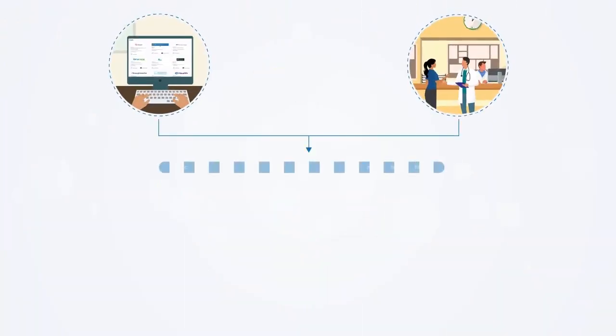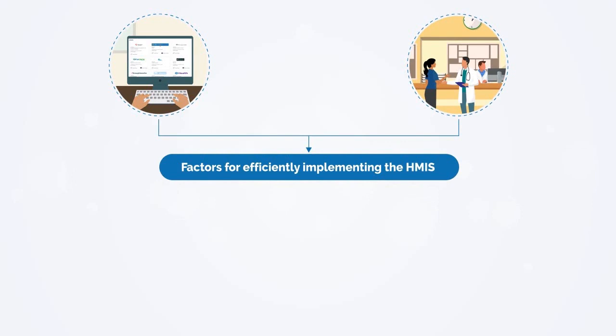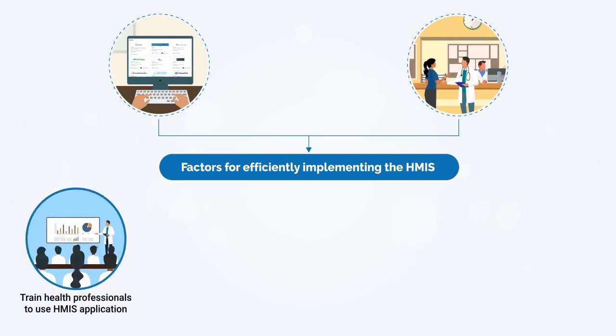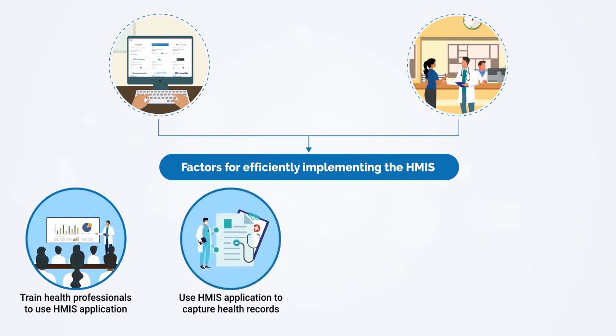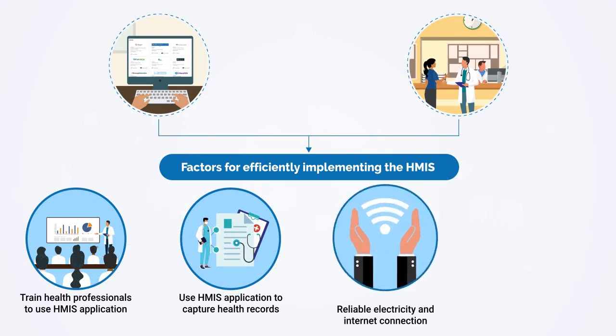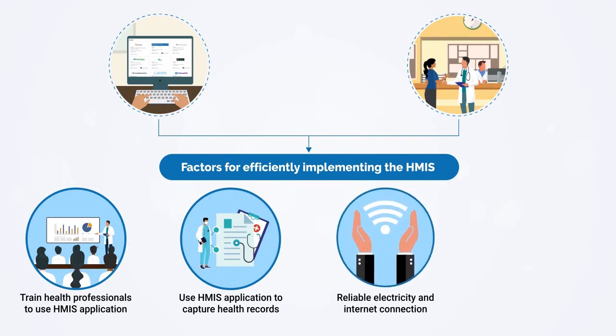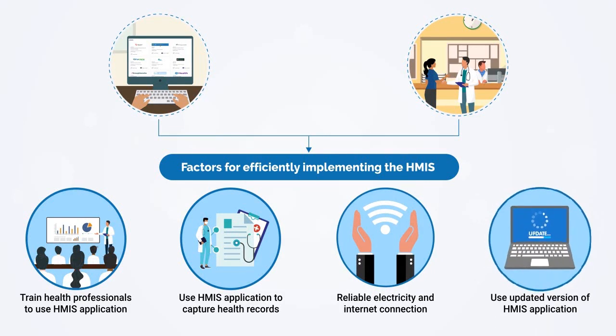In addition to the steps discussed, it is also important to consider the following factors to efficiently implement the HMIS. Ensure staff and doctors are fully trained to use the HMIS. Ensure that the staff and doctors are using the HMIS application to complete health records. Ensure that reliable electricity and internet connection along with backup are in place. Ensure that you are using the updated version of HMIS application.